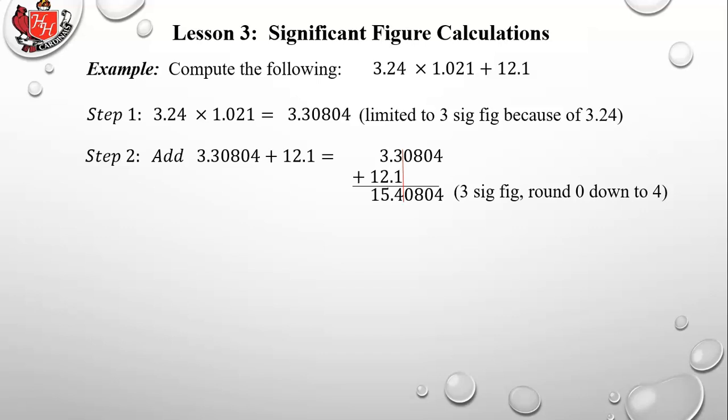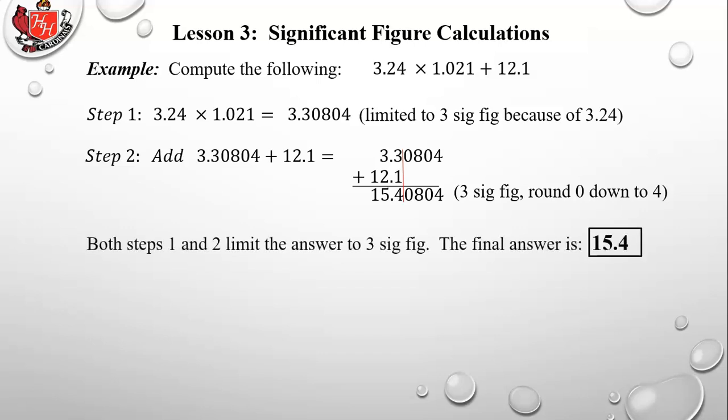So you're going to round the 4 using the 0. That's going to keep it at 4. So that means you're going to have 15.4. So right now, the first step gave us 3 significant figures, and the second step gave us 3 significant figures. So that is going to be the number of significant figures in our answer. Both steps 1 and 2 limit the answer to 3 sig fig. The final answer is 15.4.